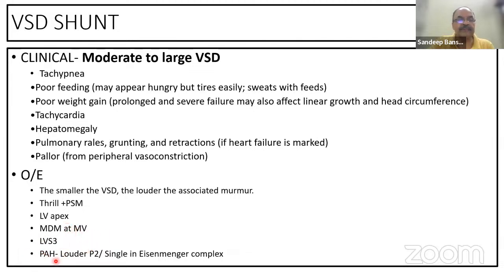Of course, if the pulmonary arterial hypertension has set in and it is still in the hyperdynamic stage, then there is a loud P2. And as we were discussing, as the PH keeps on settling in, the left to right shunt keeps on decreasing, and eventually the cardiac size becomes normal. The pulmonary plethora, which was seen in the X-ray, also reduces, and so the amount of shunting keeps on reducing. As the right ventricular pressure increases, the left to right shunting decreases.